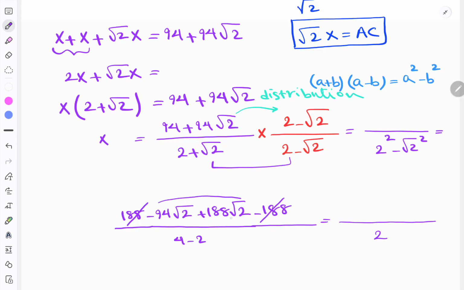And these are like terms. 188 minus 94 gives us 94 radical 2. And the last step is 94 divided by 2, which is 47 radical 2. This is the final answer of this question.